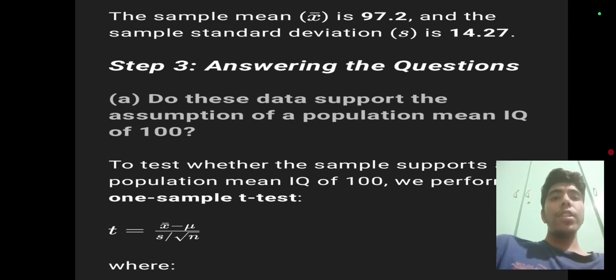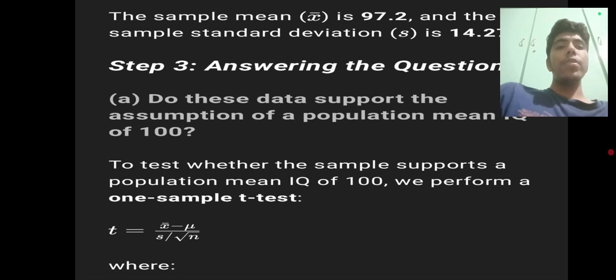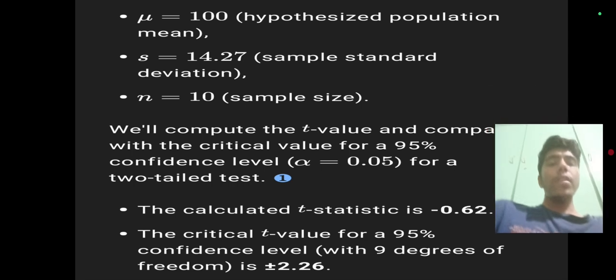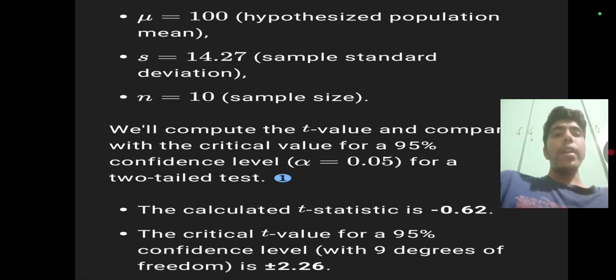The first question is, do these data support the assumption of a population mean IQ of 100? To test whether the sample supports a population mean IQ of 100, we perform a one sample t test. t equals x bar minus mu by s by square root of n, where mu equals 100, s equals the standard deviation 14.27, and n is the sample size 10.